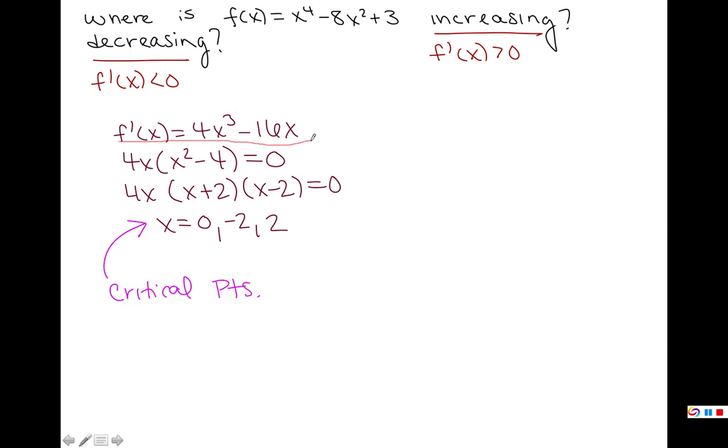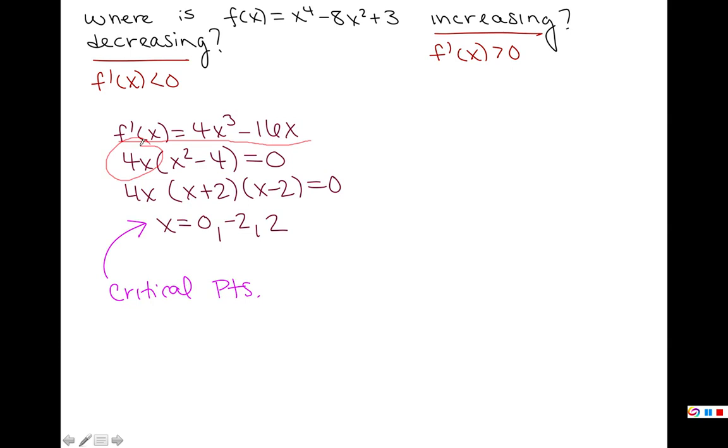Step 1 is find those critical points. So that means set the derivative equal to 0. So I set this derivative equal to 0 and decided to solve by factoring. There's a GCF, or a greatest common factor, of 4x. So I took the 4x out and was left with x squared minus 4. And then that's a difference of perfect squares. It becomes x plus 2, x minus 2. I set each factor equal to 0. So I have 3 critical numbers, 0, -2, and 2.